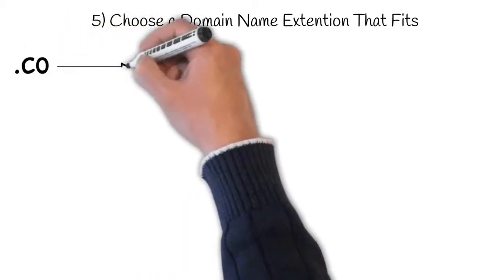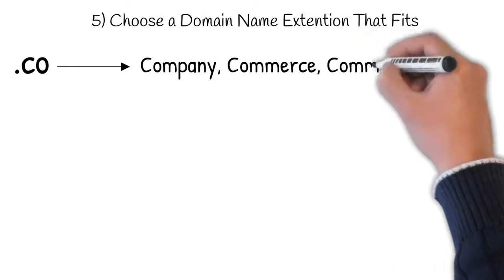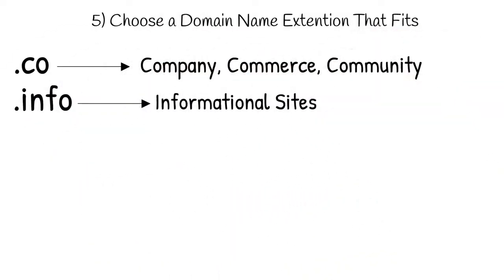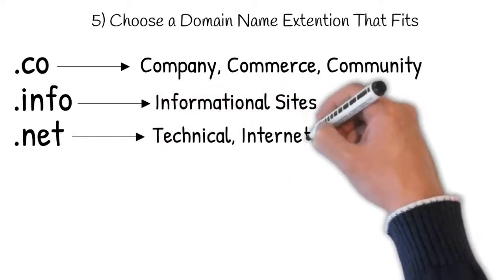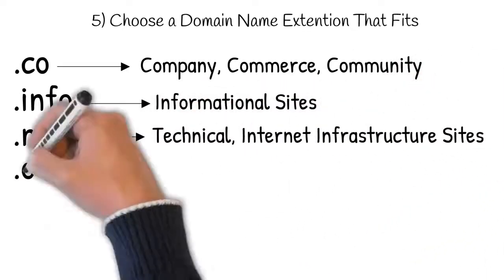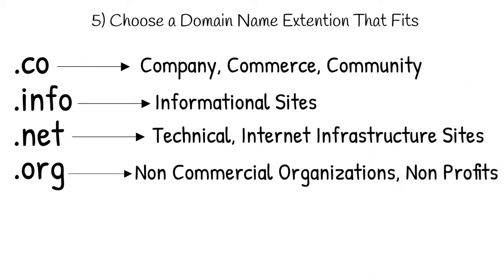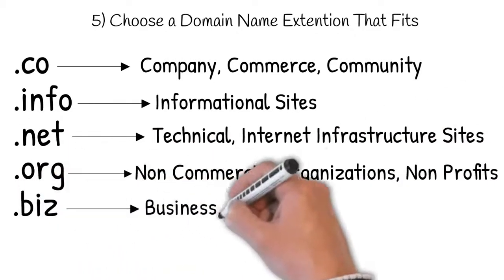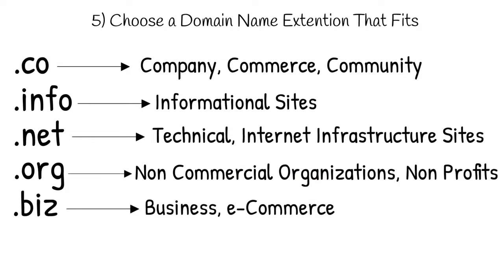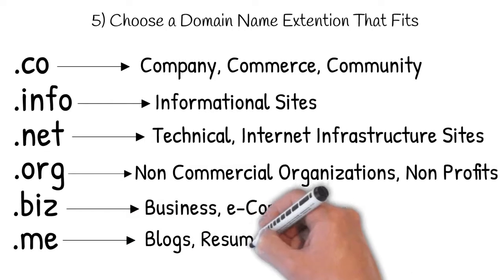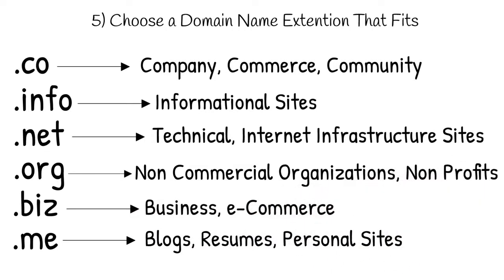Some other top extensions and what they refer to. .co, an abbreviation for company, commerce, and community. .info, informational sites. .net, technical internet infrastructure sites. .org, non-commercial organizations and non-profits. .biz, business or commercial use like e-commerce websites. .me, blogs, resumes, or personal sites.